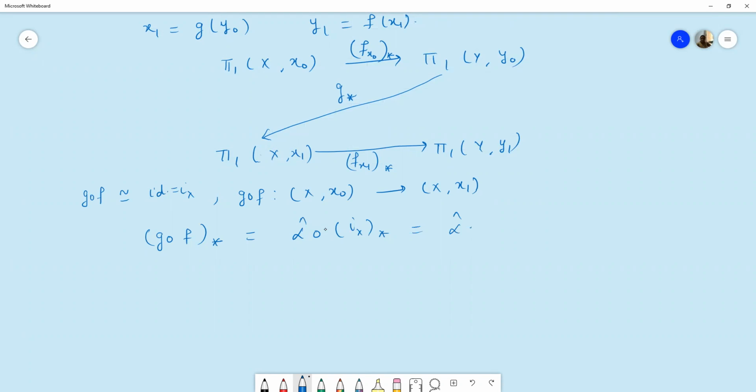What is this G circle F star? This G circle F star is basically G star circle F star, where we are using F star as F_x0 star. So we have proved that this composition is equal to alpha cap, and alpha cap is an isomorphism because alpha is a path in space X from point x0 to x1. So this is an isomorphism.